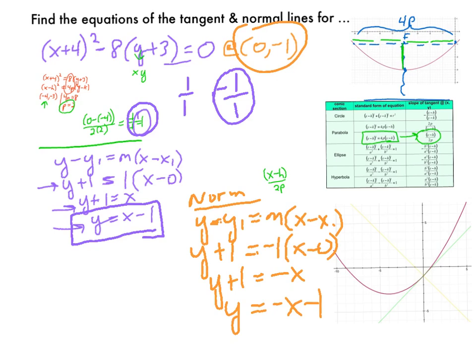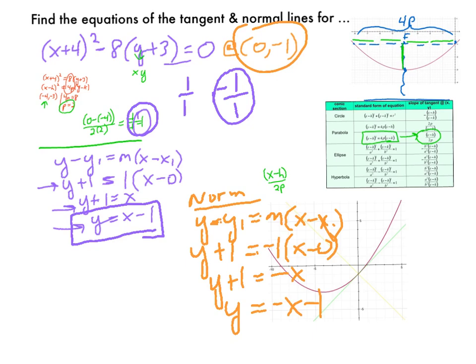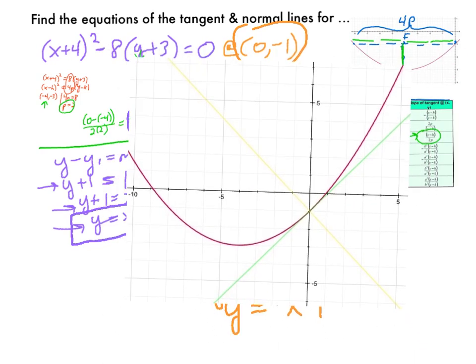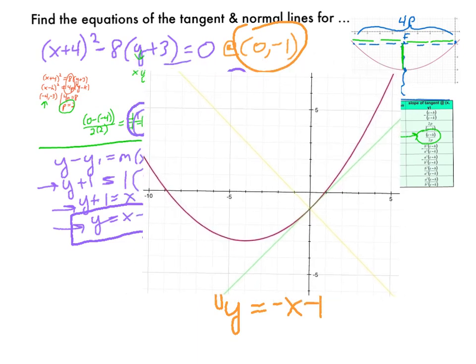Okay? And if you look at the graph, yeah, let's do this. Okay. This right here is the parabola, and the point we were talking about is 0, negative 1. Okay. Right there is the equation of the tangent line, which we said was x minus 1. There's my y-intercept, and I have a slope of 1. And right here is the normal line, negative x minus 1. Okay, so again, it goes through negative 1, and it has a slope of negative 1.